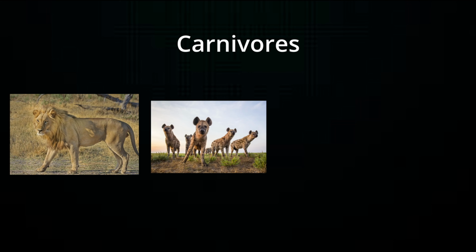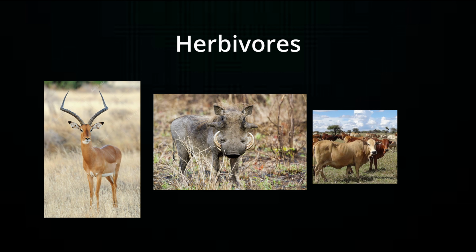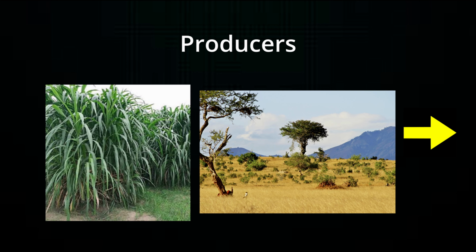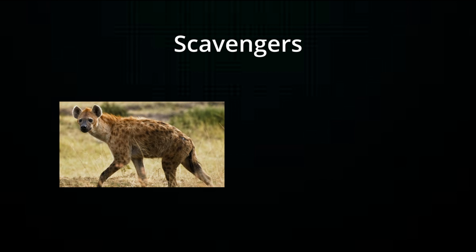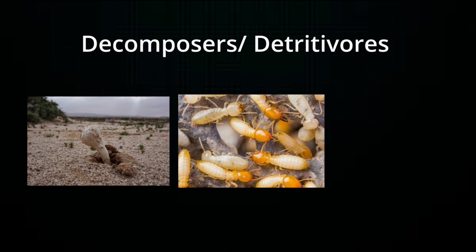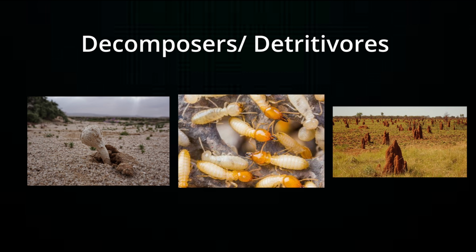The food chain of the savanna biome goes as follows. Carnivores, like lions, hyenas, and leopards, feed on herbivores, like impalas, warthogs, and cattle, that consume producers, like grasses and plant matter. Scavengers, like hyenas or vultures, and decomposers or detritivores, like bacteria, fungi, and termites, break down organic matter, making it available to producers and completing the food cycle.